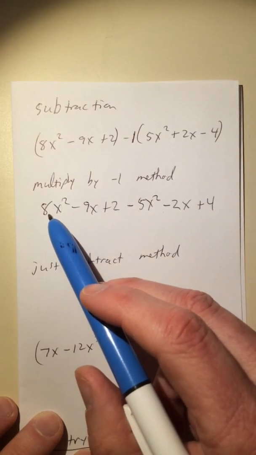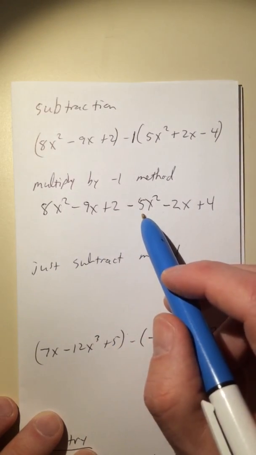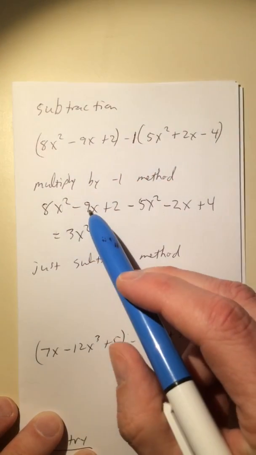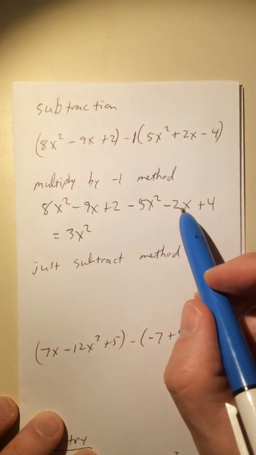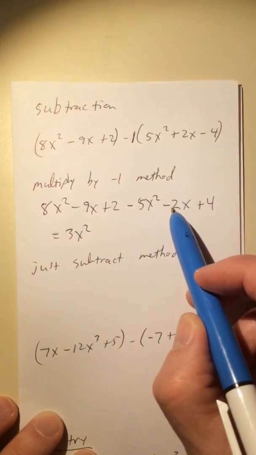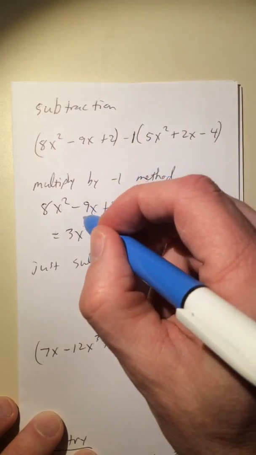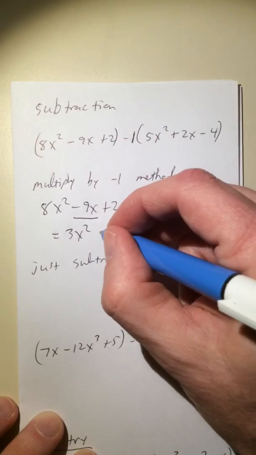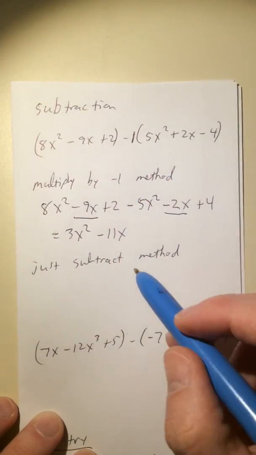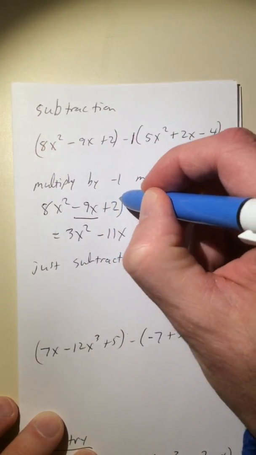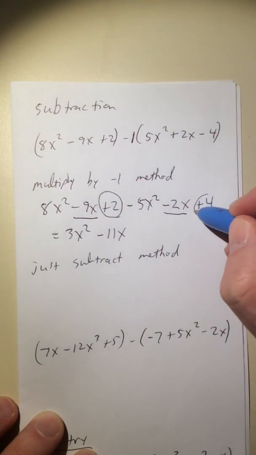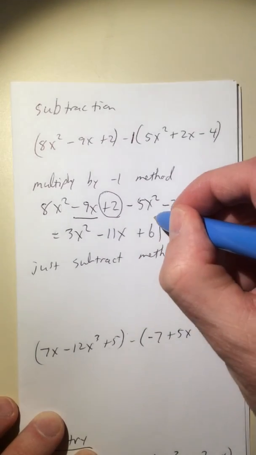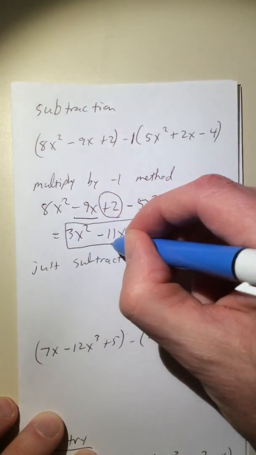So we're going to add 8x squared to negative 5x squared, which makes 3x squared. We're going to add negative 9 to negative 2, right? Negative 9x and negative 2x, right? We don't need to worry about that sign. We're just looking at this one and this one. So negative 9x and negative 2x is minus 11x. And lastly, we have the positive 2 here added with the positive 4 here, which makes 6. So that's the multiply by negative 1 method.